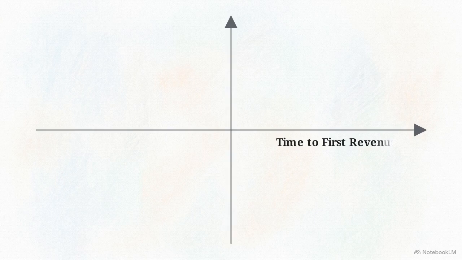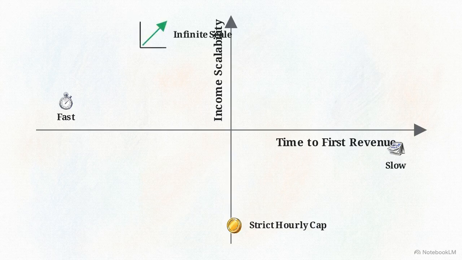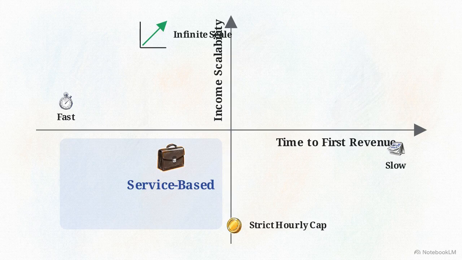This quadrant chart provides a framework for evaluating your options. On the bottom, the x-axis measures your time to first revenue, from fast to slow. The y-axis tracks income scalability, from a strict hourly cap up to infinite scale. Down here in the bottom left quadrant, we have service-based businesses. These models get you to your first dollar quickly, but your income is strictly capped by the limited number of hours you can physically work in a day.